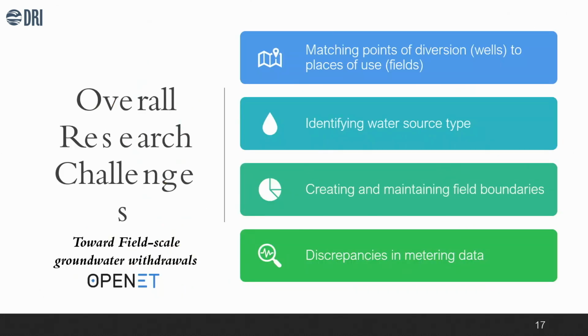So now we move on to the field scale withdrawals using OpenET. The main challenges over here are matching points of diversion or wells to the places of use, identifying the water source type, whether it's surface water or groundwater or mixed, creating and maintaining field boundaries, and the discrepancies in the metering data themselves.